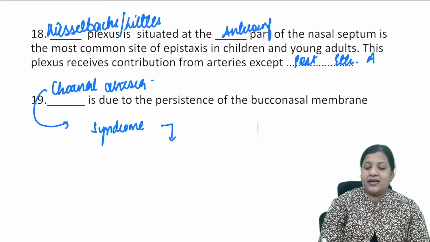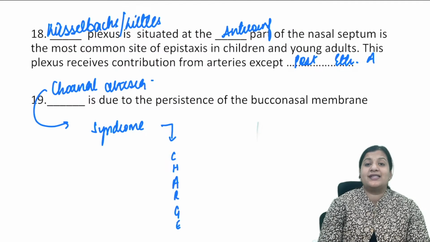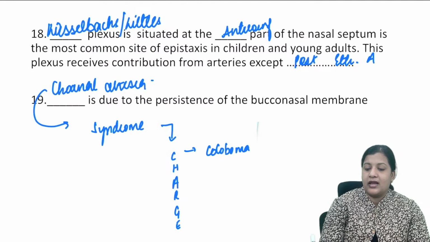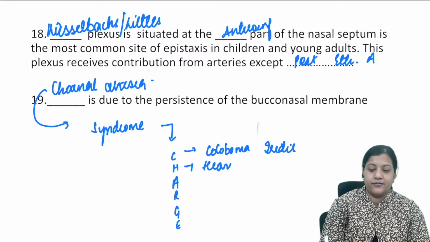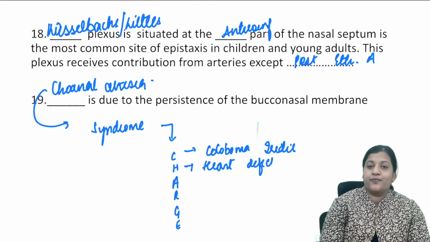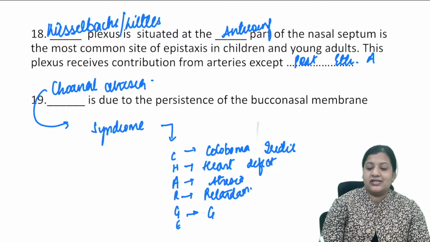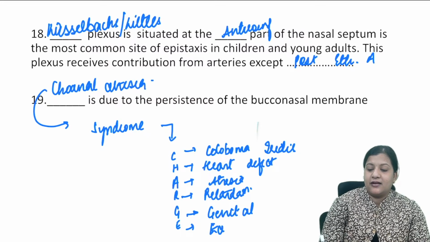Yes, in choanal atresia, we see a syndrome which is called as CHARGE syndrome, where C stands for coloboma iridis, H stands for heart defects, A stands for atresia, which is choanal atresia. R stands for retardation, which can be growth or mental retardation. G is genital abnormalities, and E is ear abnormalities.